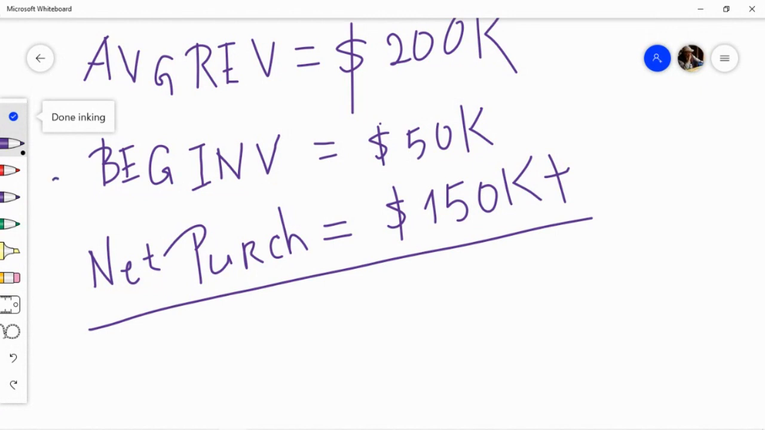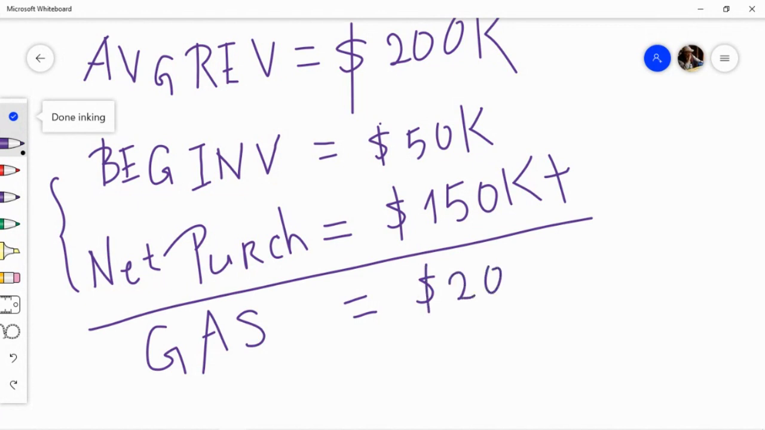And beginning inventory plus net purchase is called what? So think about it. You had already 50K as beginning inventory, and you have 150K. So this total is like 200K, slightly plus, because you may have ordered a little more, and that's called GAS. What does GAS stand for?